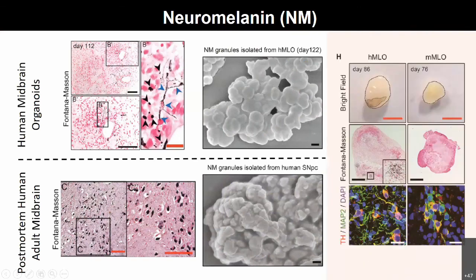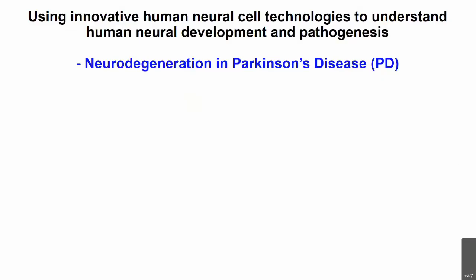Now, this is a proof that I showed you. The human ones are black, but not the mouse counterpart. So we take mouse ES cells and have them undergo the same protocol to make a mouse midbrain organoid, which contains TH neurons, okay? But they're not black. So this leads me to almost the end of the talk. Currently, what I'm really trying to do is to use innovative human neural stem cell technology to really understand human neurodevelopment and pathogenesis.